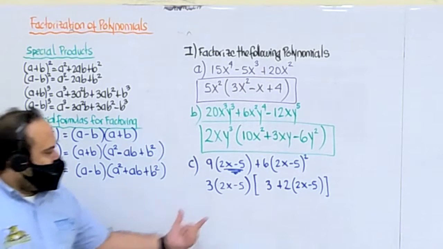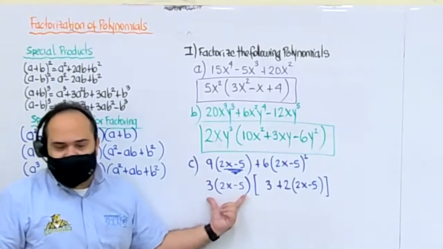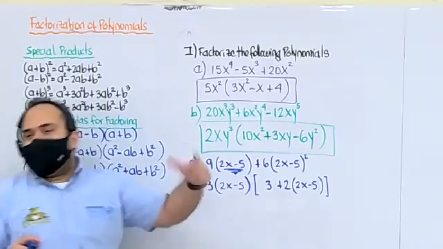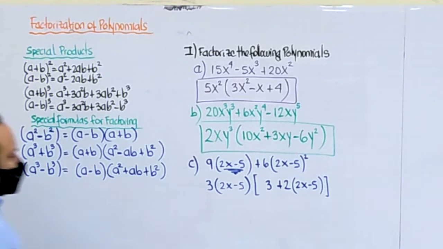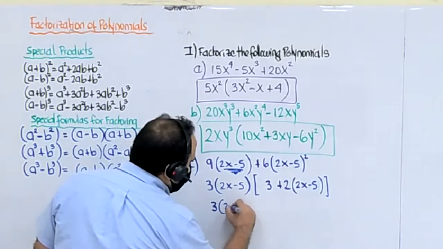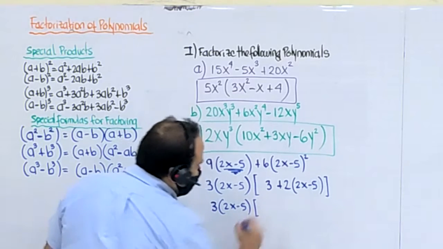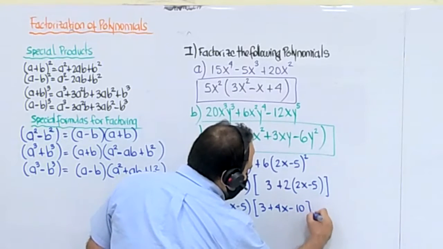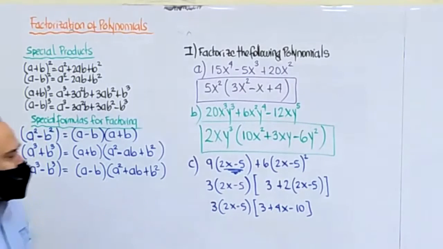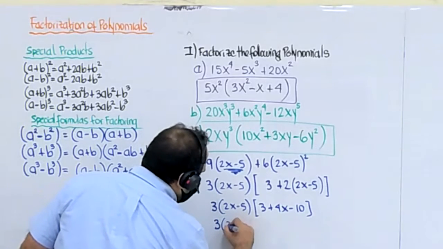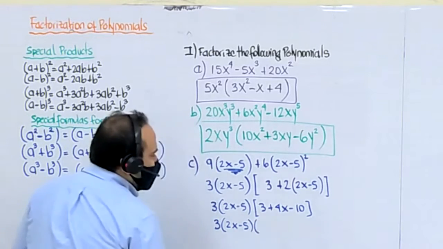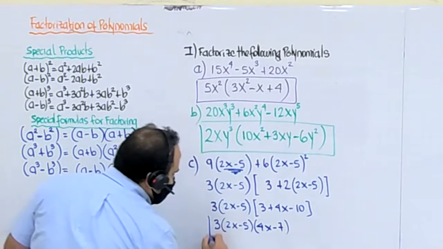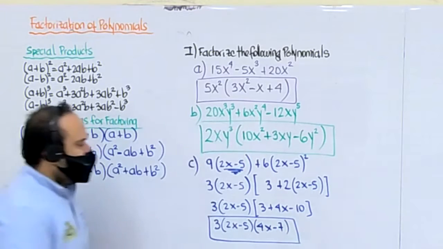Okay, now I'm going to leave the outside just like this one, because the main purpose is trying to factorize, but inside the brackets we have to reduce that expression. Inside the brackets, I mean, 3 parentheses 2x minus 5, open bracket, and we got 3 plus 4x minus 10. And instead of the bracket, now we can use parentheses, and we got 3 parentheses 2x minus 5 parentheses 4x minus 7. And we finally factorize the expression.